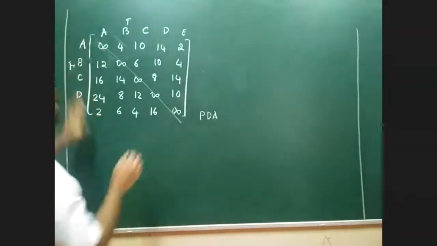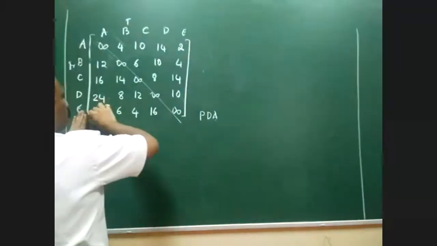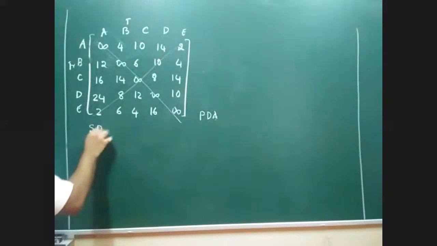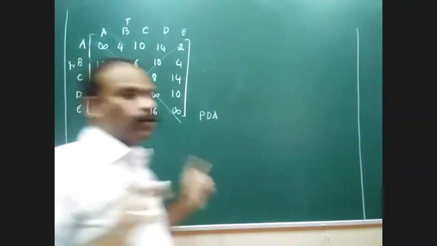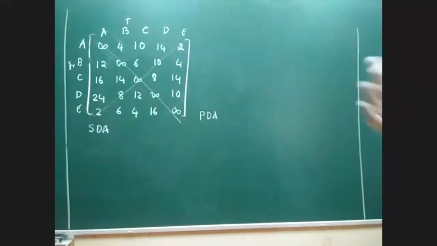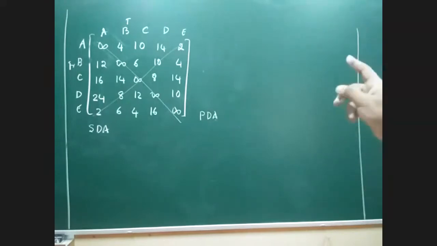Similarly, the line from the left bottom to the right top, we call it the secondary diagonal axis. These are the 2 important axes we have in any matrix. Now we are not bothered about the secondary diagonal axis. We don't have a concern with it. We are only concerned about the principal diagonal axis.